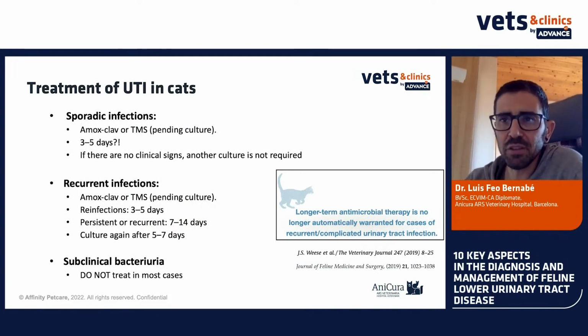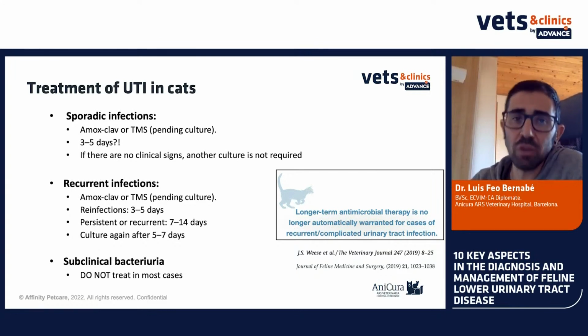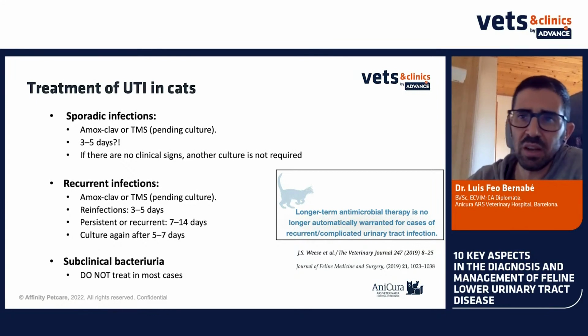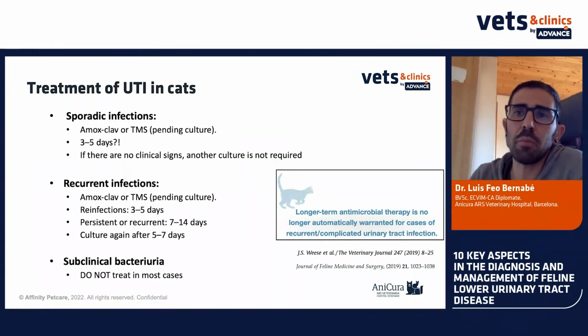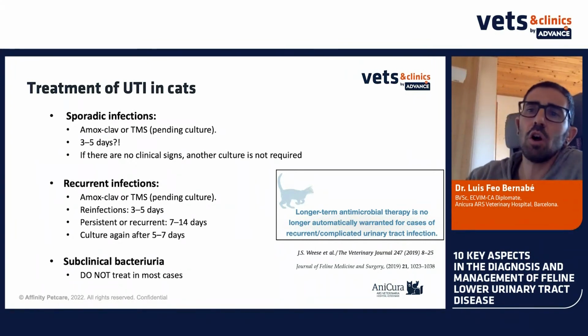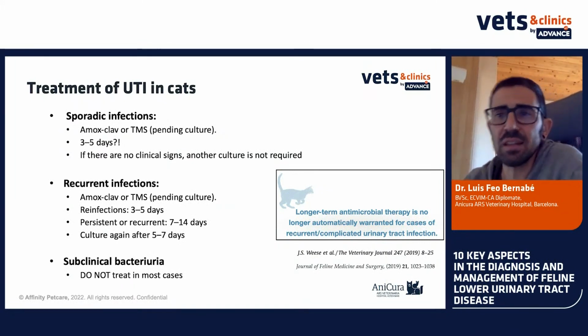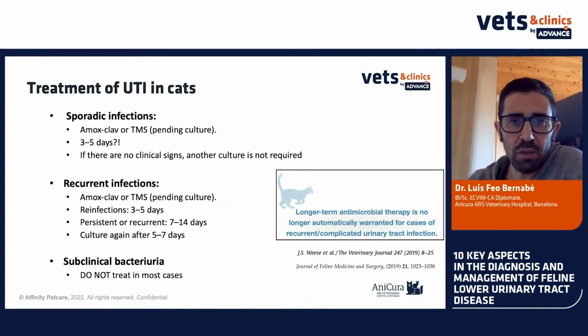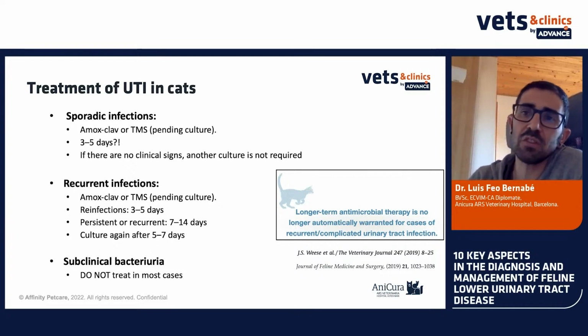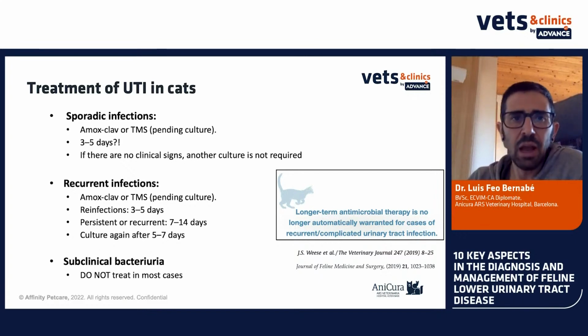But how do we treat this patient? In the last few years, we have decreased the days of treatment. As you can see here, we treat a sporadic infection, depending on culture, with amoxicillin or TMS, only for 3 to 5 days. We do not recommend longer periods of treatment. And if you don't have any clinical signs after the treatment, we do not recommend culturing this urine.